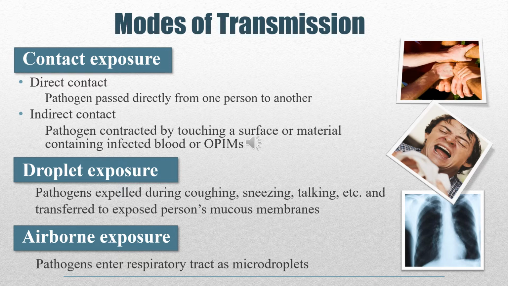Indirect contact exposure occurs when the pathogen is contracted by touching the surface or material where infected blood or other potential infectious material was left. Droplet exposure. This type of exposure occurs when droplets of blood or other potential infectious material containing infectious pathogens are expelled during coughing, sneezing, or talking, and transferred to a person through mucous membranes. This typically takes place from a distance of up to 6 feet.